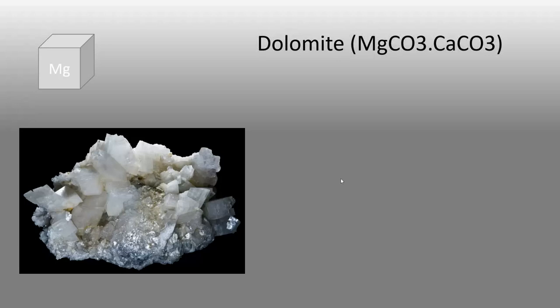Second is dolomite. From dolomite we are getting two metals, magnesium as well as calcium, in carbonate form. The majority of this dolomite is found in India only in Chhattisgarh. Around 80% of our total mining of dolomite is done in Chhattisgarh.